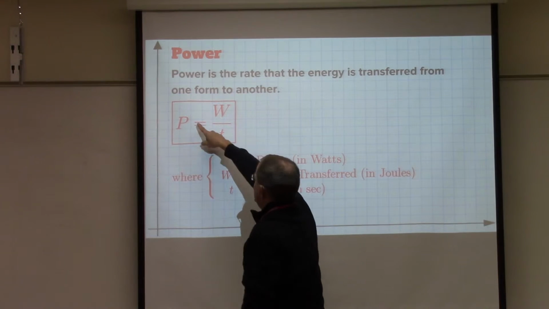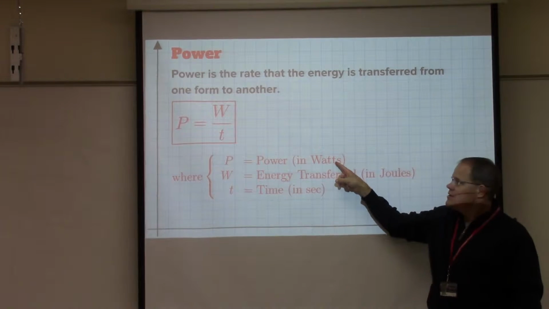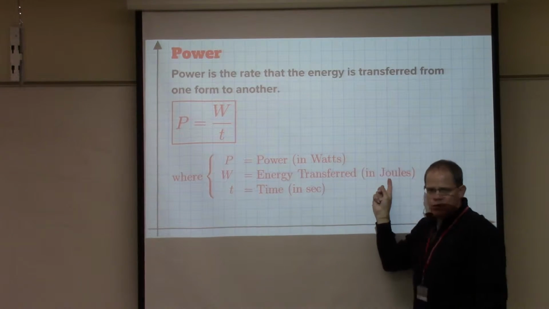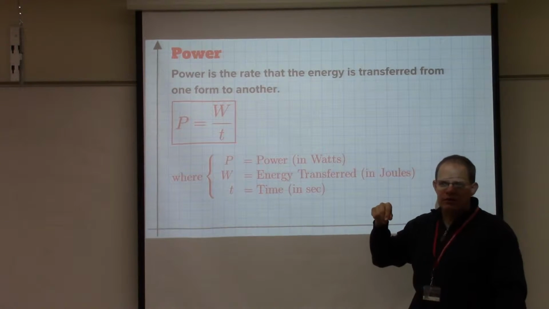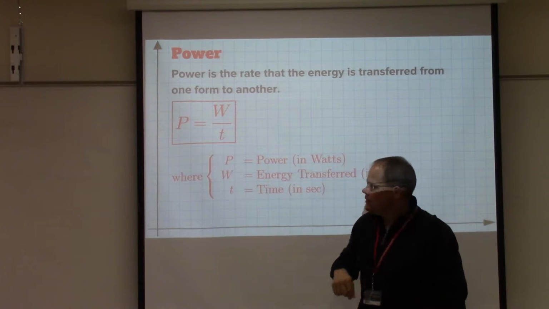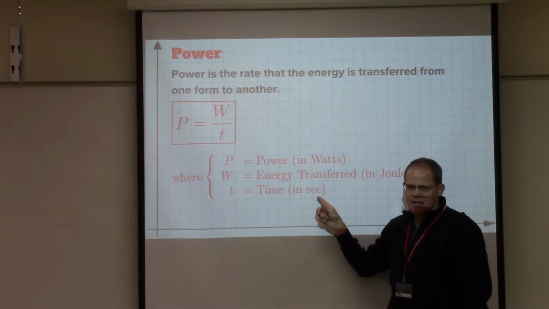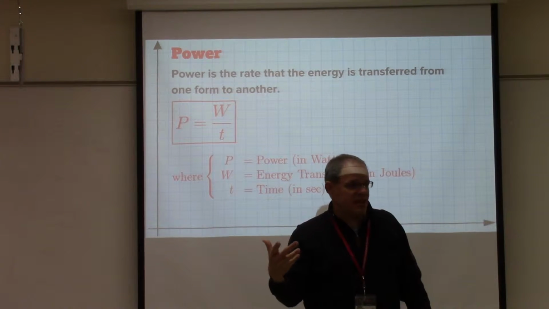For example, P is power. It's got to be measured in watts. The work is the energy transferred. It has to be in joules. If some goofy dude gives you the problem in calories, what are you going to do? Convert to joules. T is the time. It's got to be in seconds. If somebody gives it to you in minutes or hours, you're going to have to convert to seconds, right?